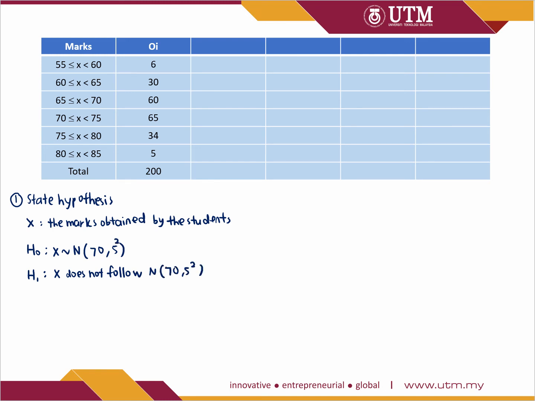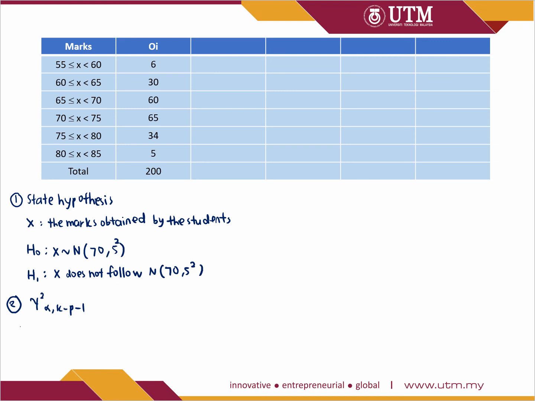This 5 squared because this is variance. Okay, so we have identified the hypothesis. Next, we find the critical value. The critical value is given as chi-square alpha, k minus p minus 1.